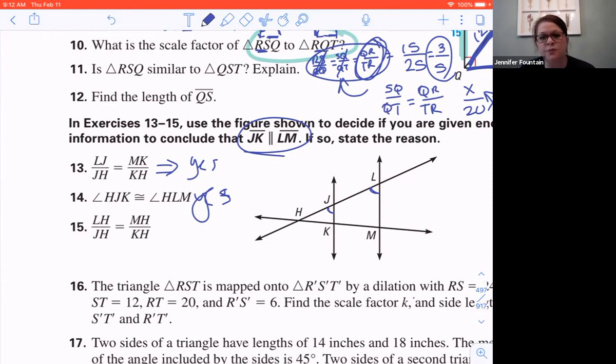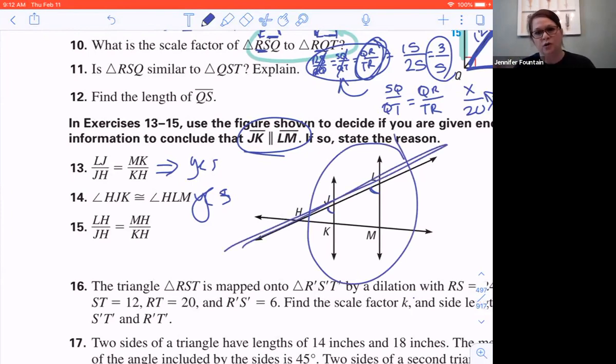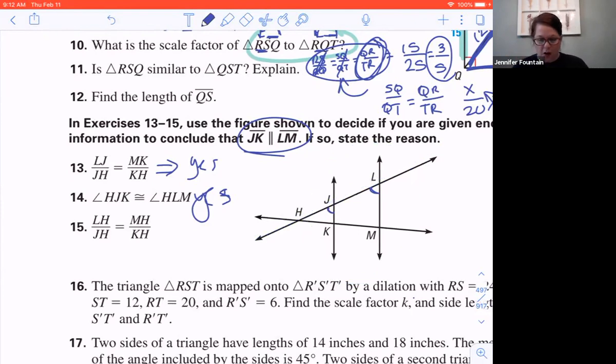So one of the things that you might want to do is make sure when you look at a figure like this, that you think about, okay, these are my parallel lines. So are they outside, or are they inside? If this is my transversal, is my angle on the same side or opposite sides? And that should help you to determine what is what.